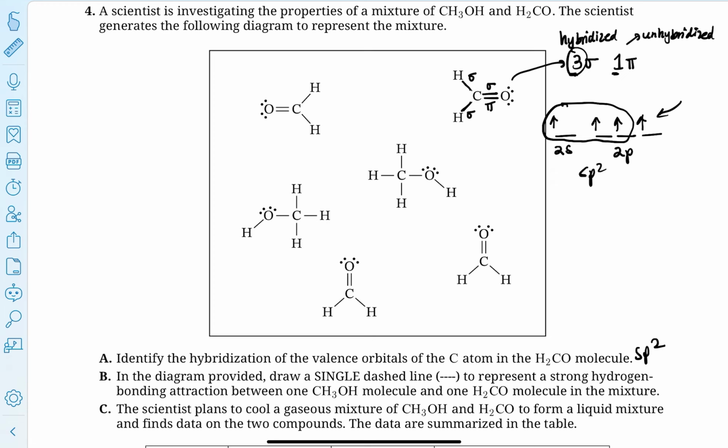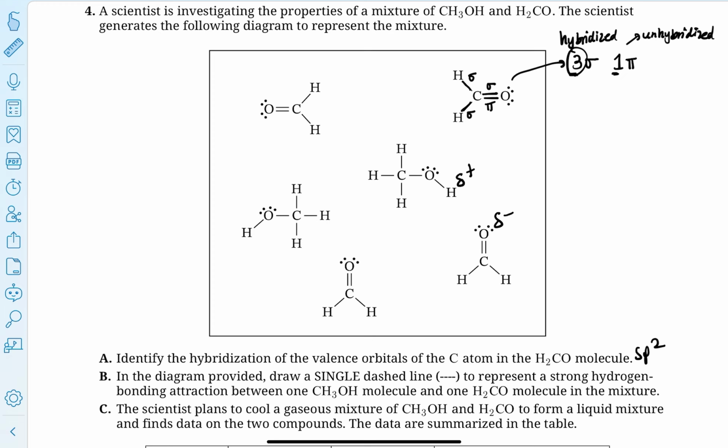In terms of question B, we have to use a single dashed line to represent hydrogen bonding between the CH3OH and then the H2CO. Let me clean this up a little bit, and then we'll draw that on our diagram. So let's look at a CH3OH molecule. I know that this H is a positive dipole, and then if I look at the H2CO molecule, I know that the oxygen is my negative dipole.